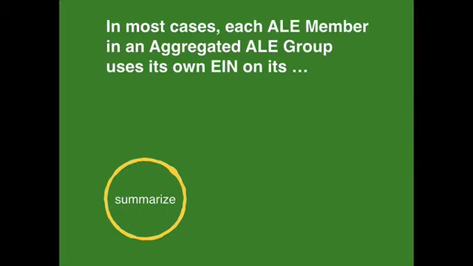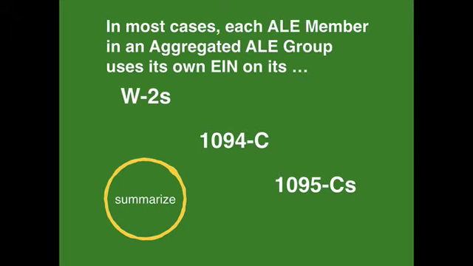Maybe I will take the review since Tim walked us through the details. So in most cases, each ALE member in an aggregated ALE group uses its own EIN on the W-2s that it issues, on the 1094-C that it files with the IRS that is sort of like the cover sheet for its health plan, and then on the 1095-Cs that ALE member issues to its employees. So Tim, that's always how this works, right? Well, almost.